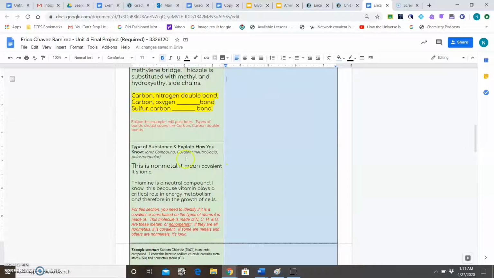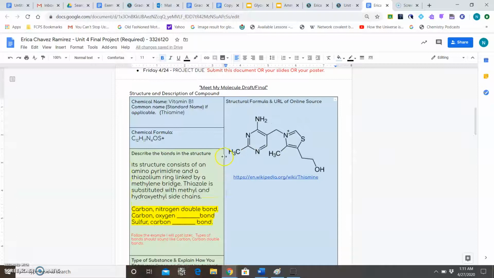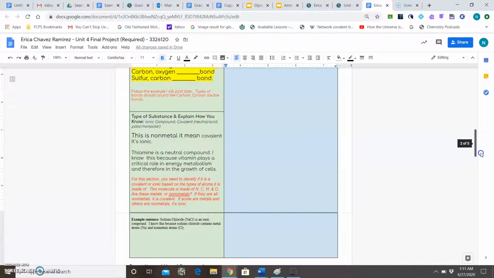Now, this part here says the type of substance that you have, if it's an ionic, covalent, or not. Now, your structure, you mentioned that this is a nonmetal. I think what you mean by that is that all the atoms are nonmetals. Carbon, hydrogens, nitrogen, sulfur, oxygen, they're all nonmetal atoms, and that is correct. So if you have a nonmetal atom only, what do you have? Is it ionic, covalent? Which one, right?